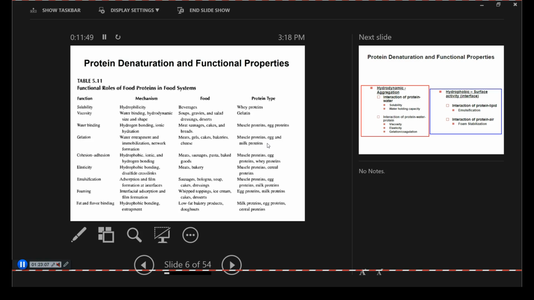And these are some food applications, and some foods. Egg protein, milk protein, soy protein. Yeah, so this is just to show you the different mechanisms and different functional properties, some food examples, and protein type.